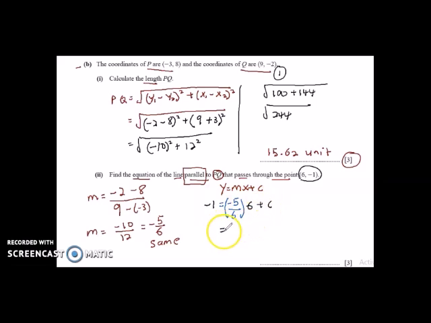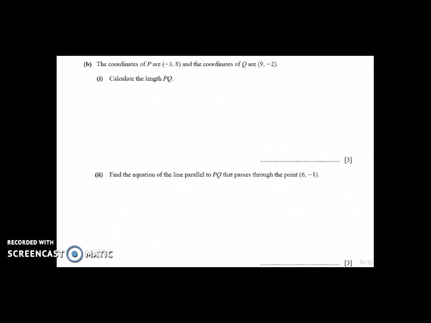Now we have to find the c. So 6 will cancel each other. Negative 5 will move to the opposite side, will become plus. So c here will become 4. So the equation here will be y equals negative 5 over 6 x plus with 4. This is the equation of the parallel line. Okay, I hope you can understand this.